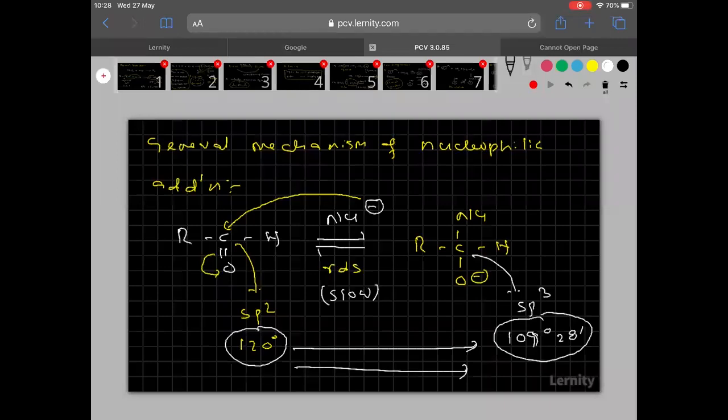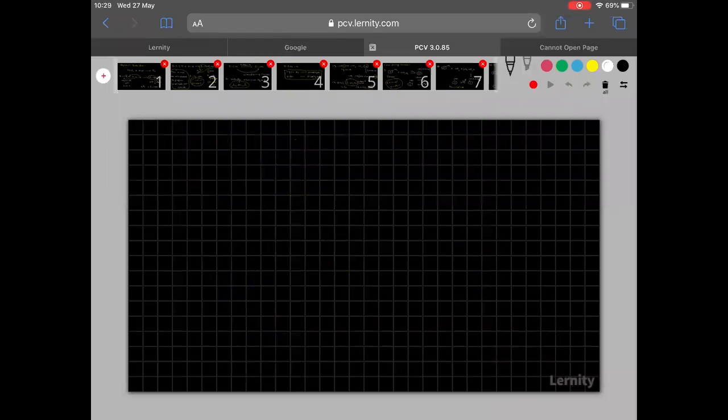Clear? And I think you understood why it is the RDS step. You understood now? This reaction is going from a more stable state to a less stable state. Followed? The mechanism is not completed till now.